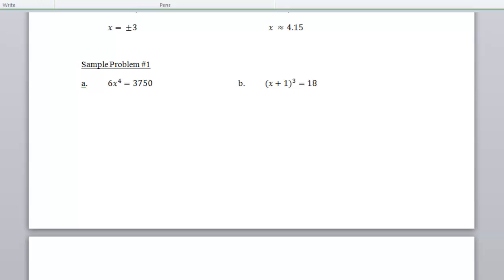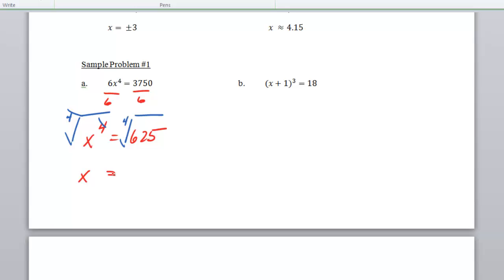Okay, so the first thing that we need to do is isolate the term that's being raised to a power. So just like if this were 6x equaled 3,750, we want to get the x by itself. We do the same thing by dividing both sides by 6, leaving us x to the 4th equals 625. And we want to get x by itself, so we are going to take the 4th root of both sides, and we would put that little 4 in the index, and we would have to do that to both sides. Now that's going to cancel out the root and the power, leaving us just x.